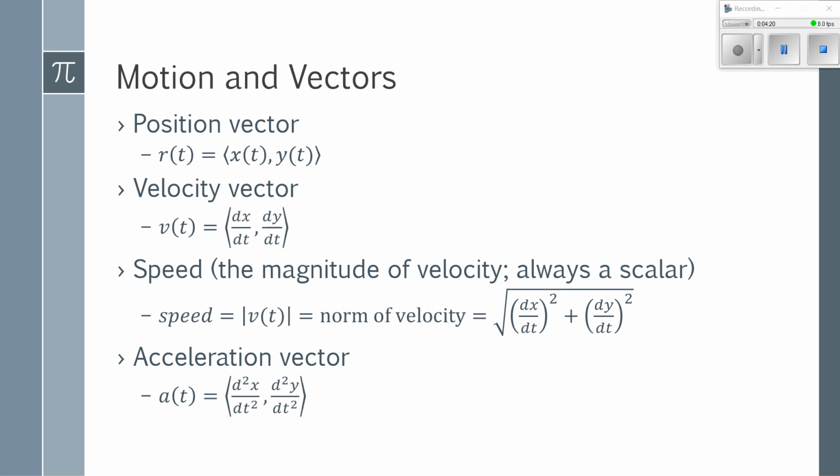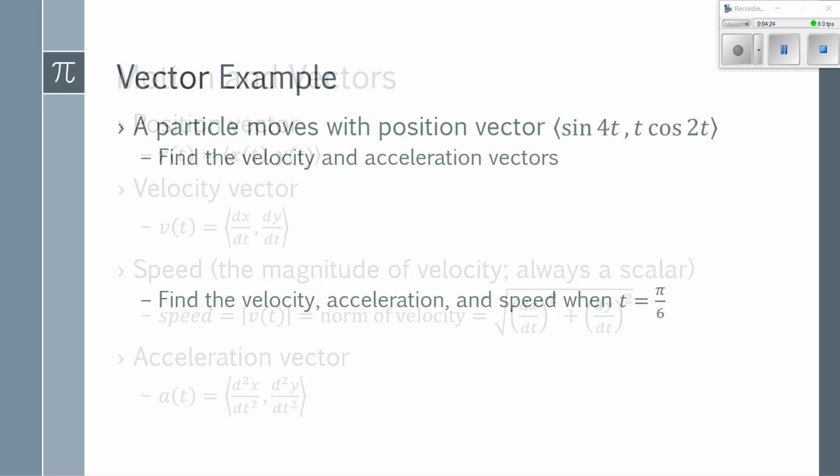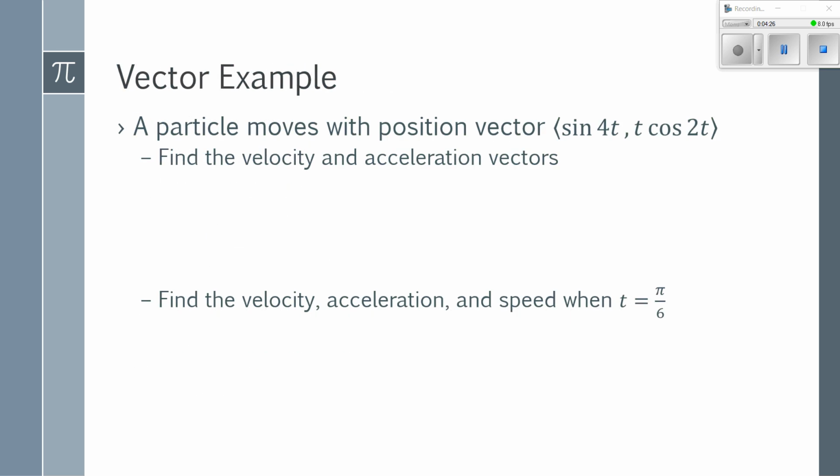These are generally pretty straightforward. The notation just makes it look scary. So here I have a particle that's moving with a position vector, sine 4t and t cosine 2t. And I want to find the velocity and acceleration vectors, and then find the velocity, acceleration, and speed when t is equal to pi over 6.